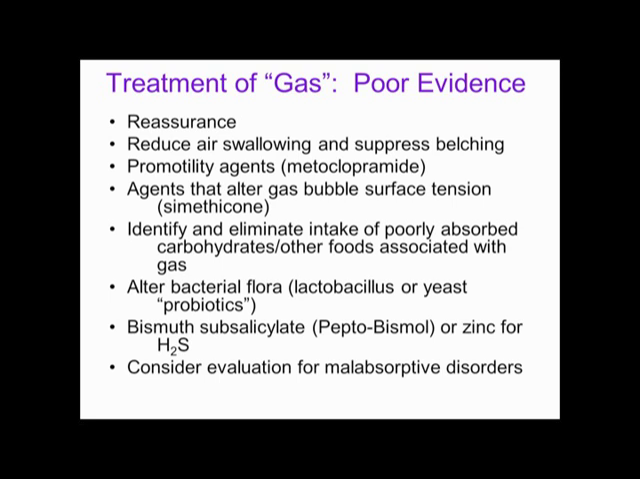Treatment of gas. There's really poor evidence for any of this. Reassurance, reduce air swallowing, suppress belching, try promotility agents like metoclopramide. For some people who really complain of a lot of upper gas, that may help. There are side effects to metoclopramide, so it's not necessarily what we want to give everybody. Simethicone is the anti-gas agent. When you see gas-X or antacids with that are anti-gas, it's simethicone. What it does is reduce surface tension on bubbles, so it makes smaller bubbles, and they might pass through easier.